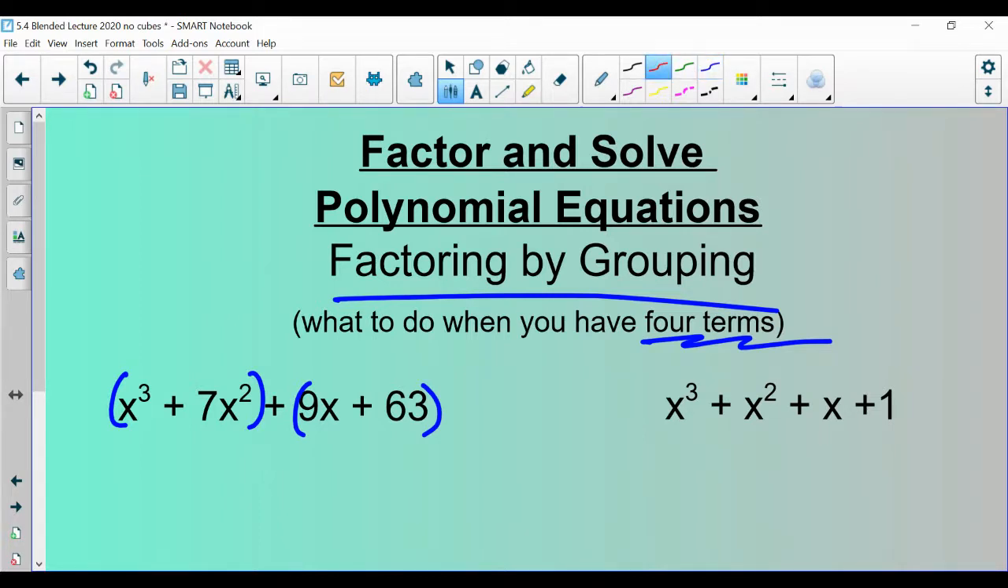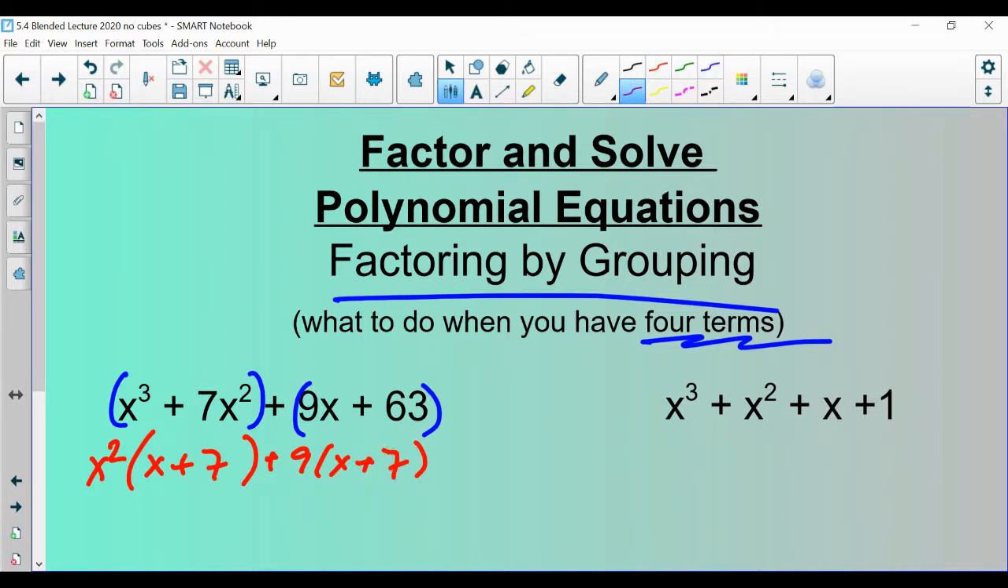What you are going to do from here is identify the greatest common factor of the first set of parentheses. The first set of parentheses has x cubed and 7x squared, while the common thing between those 2 would just be x squared. And if you factor out an x squared, what you would be left with would be x plus 7. You're going to do the same thing with the next 2. We have a plus sign here. The common factor between 9x and 63 would actually be 9. And if you factored out a 9, what would be left in the parentheses would be x plus 7.